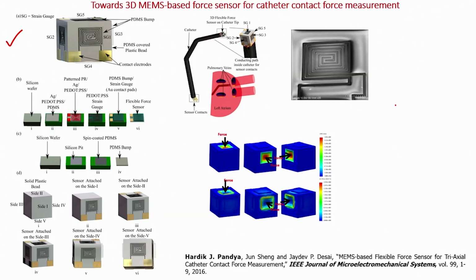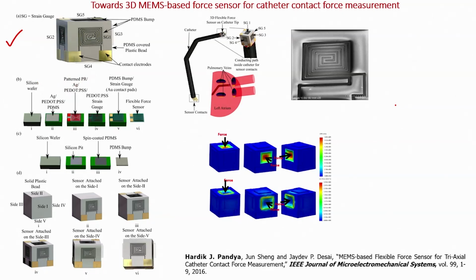Now, we have contact electrodes and we have PDMS covered plastic bead, right. So, there is PDMS covered by a plastic bead, or a plastic bead on which there is PDMS. The substrate here that you can see is nothing but a plastic bead. See, this is again a preliminary work. In this preliminary work we are using a plastic bead to understand whether we can have a 3D MEMS based force sensor.